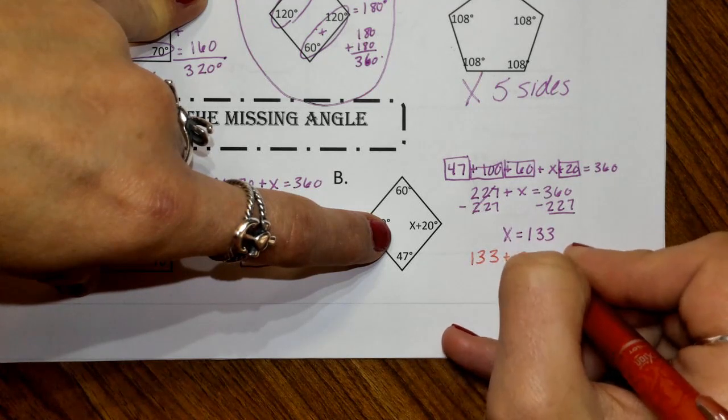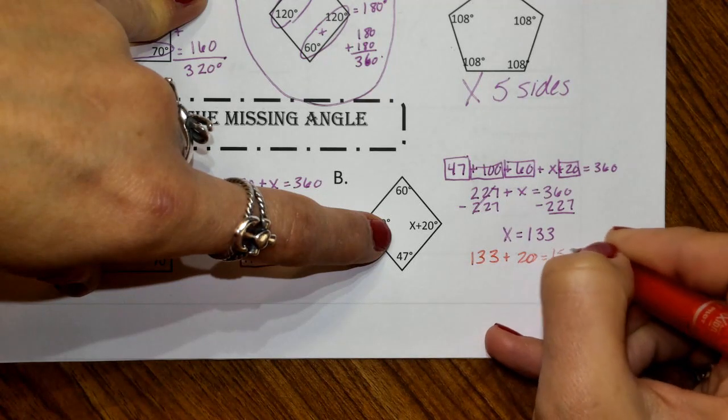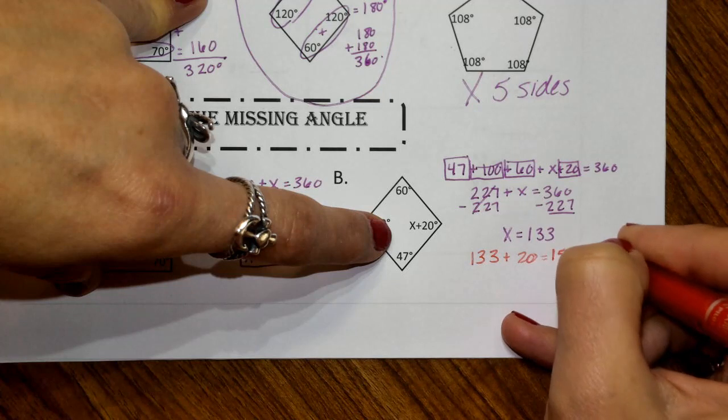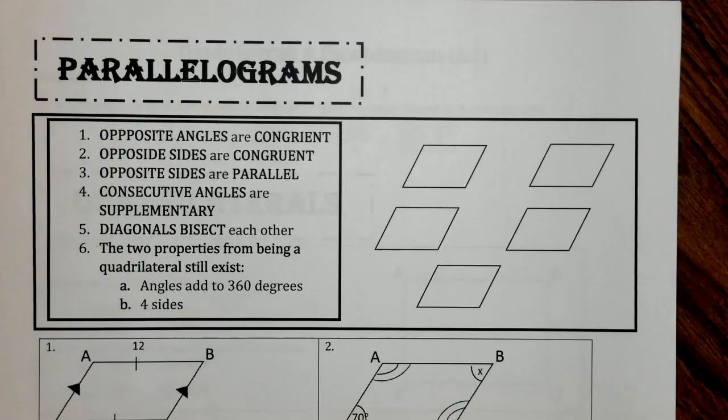Then we will take that x of 133 and add 20 to get us 153, as my pen decides to die on me. Sorry, guys. That missing angle is 153 degrees.